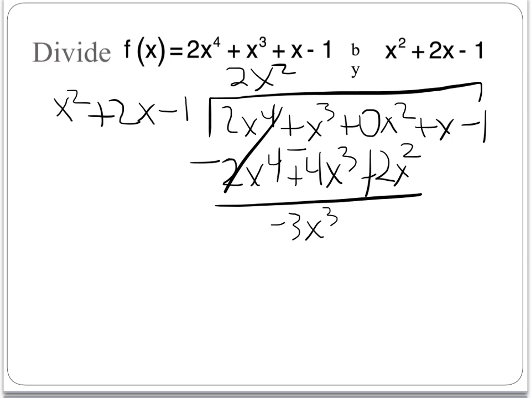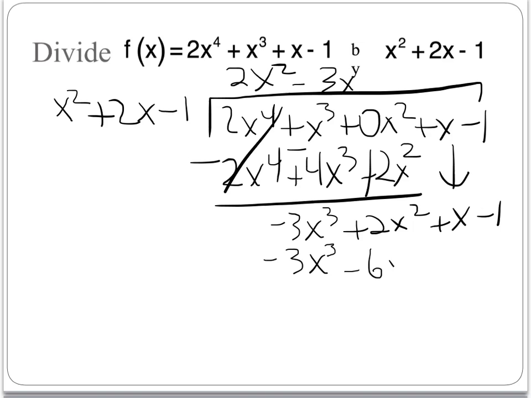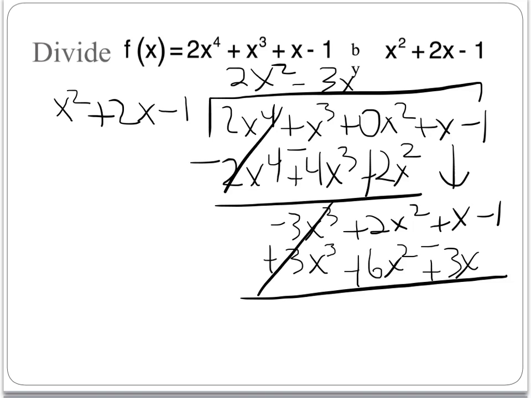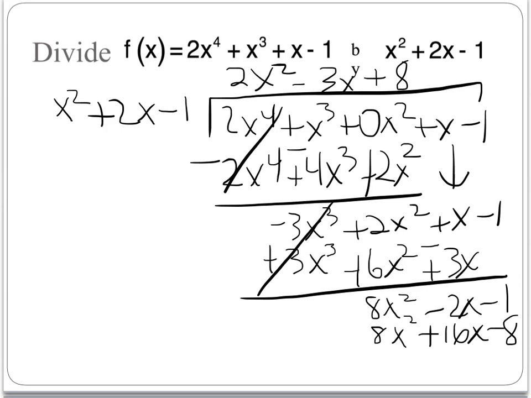Negative 3x cubed plus 2x squared, and bring down the plus x minus 1. And then we need a negative 3x, so we get negative 3x cubed minus 6x squared plus 3x, and then we change the sign and add them together. 2x squared and 6x squared is 8x squared minus 2x and then minus 1. And then I need to multiply times a positive 8, so 8x squared plus 16x minus 8, and we change the sign and add them together.